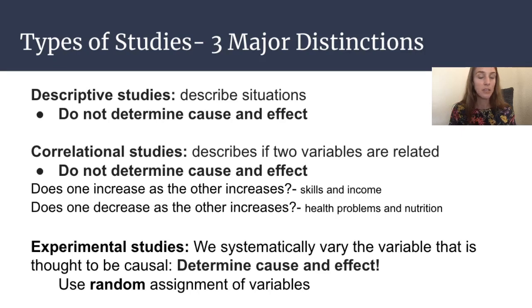And we use random assignment of variables. All right, so let's take an example that we've maybe heard about before. We've maybe heard that violent video games cause violence. All right, maybe you've heard this before. Violent video games cause violence.